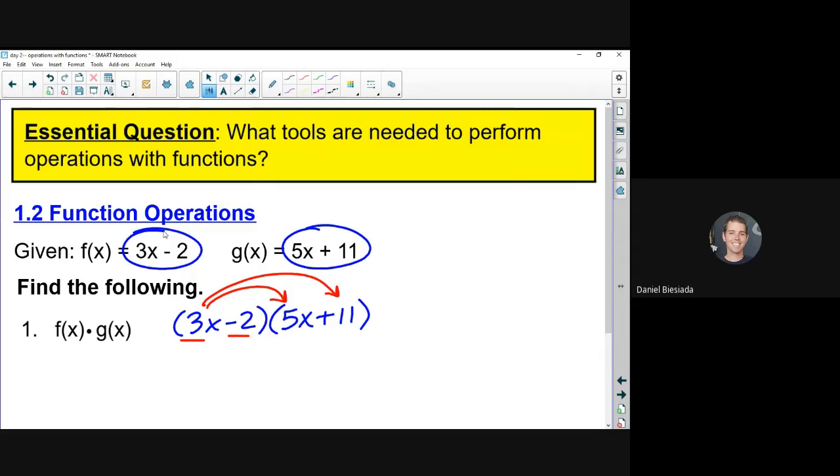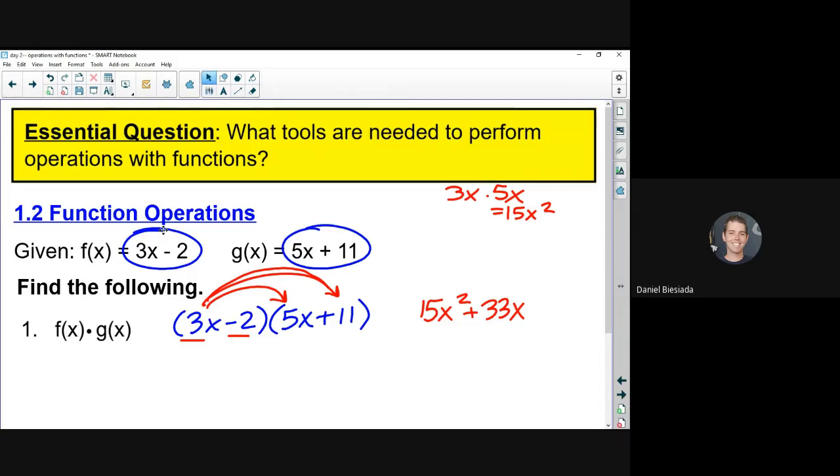Now, when I multiply 3x times 5x, we might be a little rusty. Remember, anytime we multiply two terms and they both have x's, that leaves us with x squared. So this part would be 15x squared. So I'll have 15x squared from that part, and then I have the 3x multiplied by the 11. 3 times 11 is 33, so plus 33x.